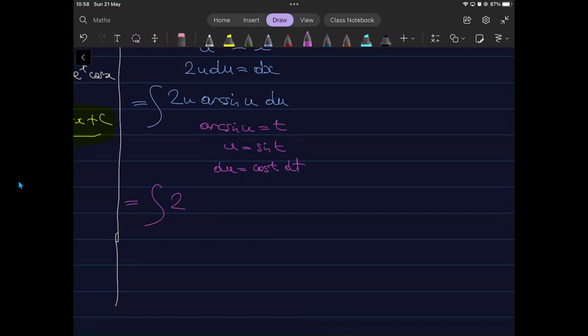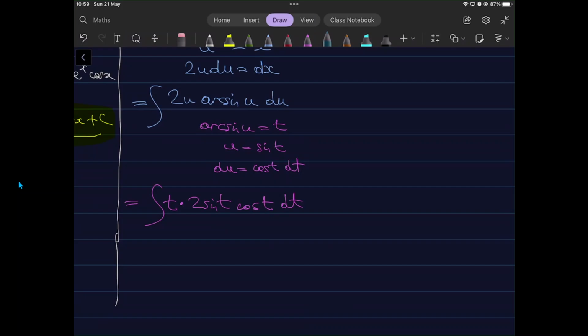So u is sine of t. Arcsine of u is t. I'll put the t first before the sine. So 2t sine of t, and then dt is cosine of t. Sorry, du is cosine of t dt. Now, if I were to put the t first and then put the 2 after it, there we are.